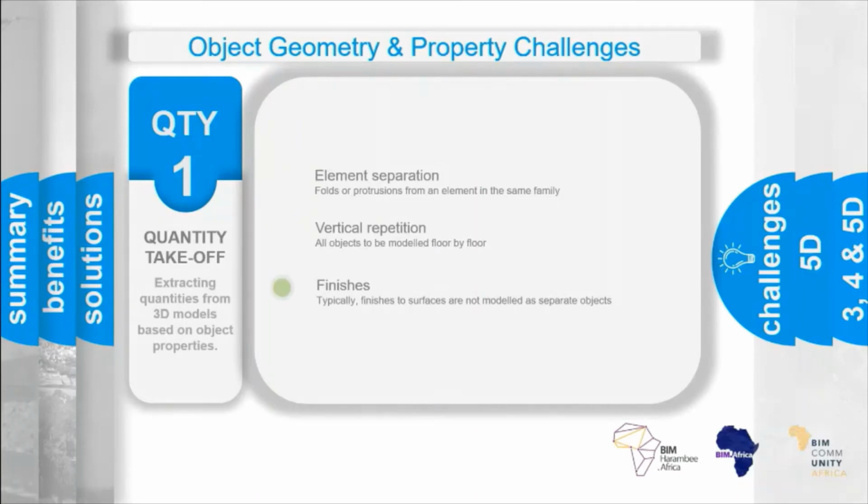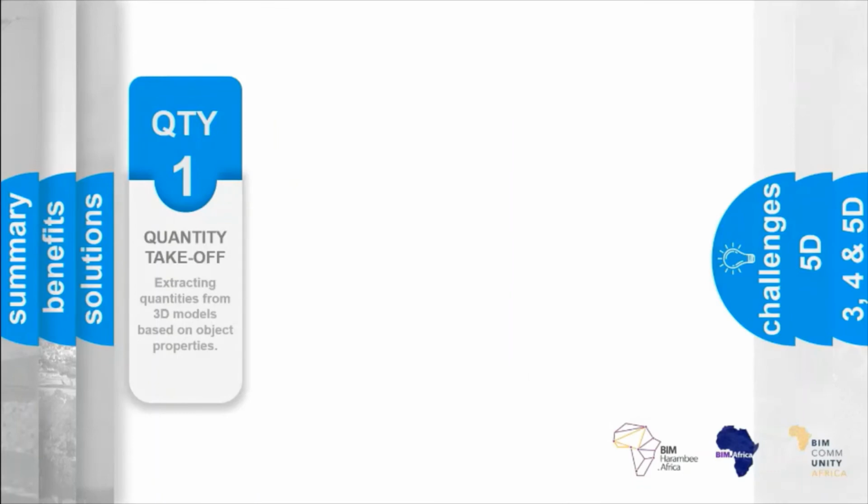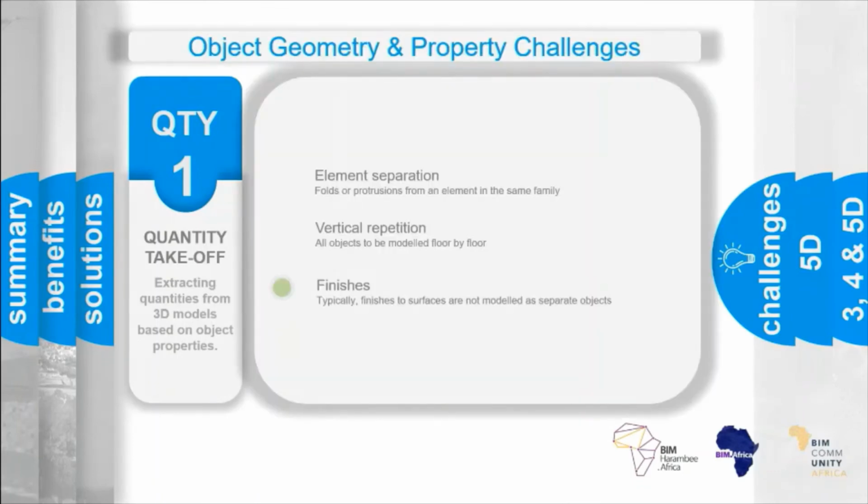And then one of the other issues and challenges we have, going back to if it's not modeled, it can't be quantified, relates to finishes. So typically finishes to surfaces are not modeled as separate objects, and therefore will not be available to the quantity surveyor as quantities that can be extracted from the model. The quantity surveyor is therefore dependent on the objects to which the finishes will be applied in order to obtain the appropriate quantity. However, unless each object in the model representing the extent of each type of finish is modeled, then the quantities extracted from the base object will not sufficiently or accurately represent the quantity of the finishes.